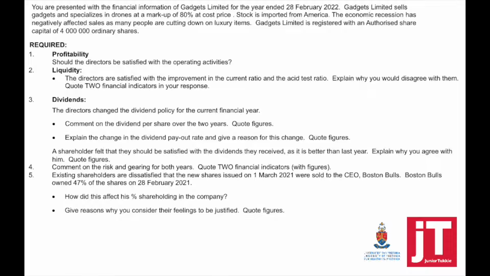Always read the information before you start the activity. It's important to take note of the markup percentage that was given to you and that they've got an authorized share capital of 4 million ordinary shares. And now they've also provided you with information about the economic recession that has negatively affected the sales. So what is required? We are going to look at each one of those questions individually.